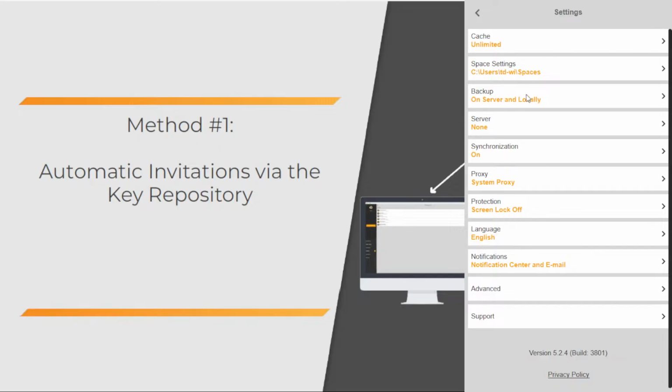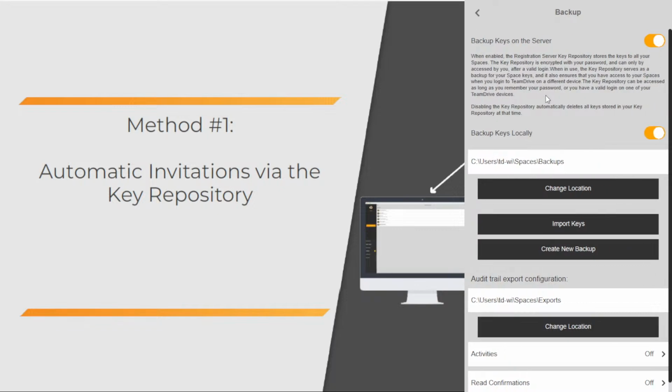And if we go to backup, we can see more information about our keys. And here we have the function backup keys on the server. So as long as this function is enabled, this is the key repository. So here you have a full explanation of it, and you see we call this feature the key repository. So as long as this is enabled, your space keys will be securely backed up on the server.